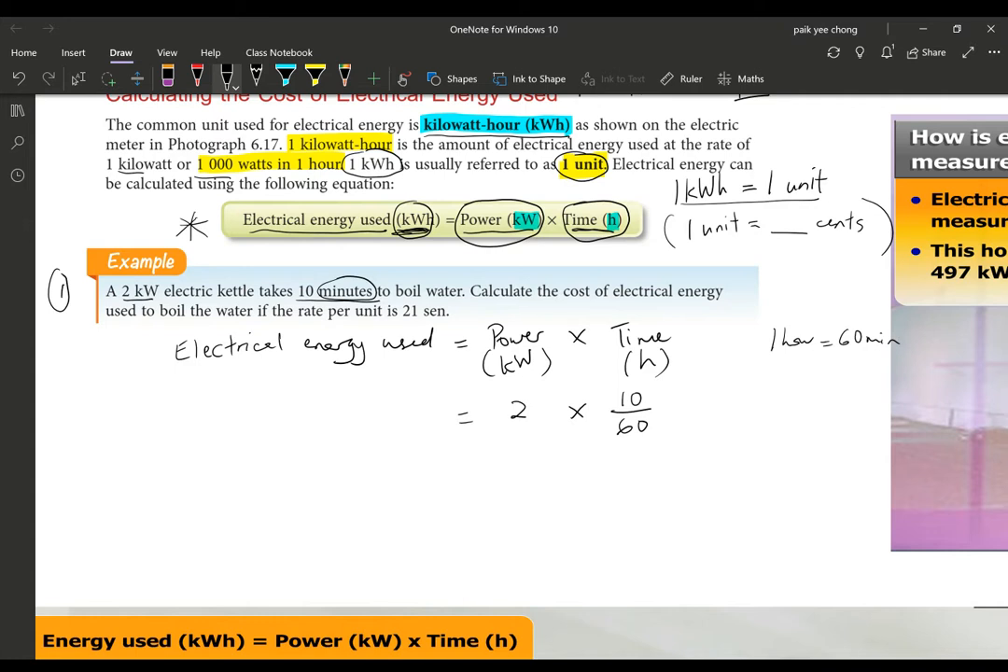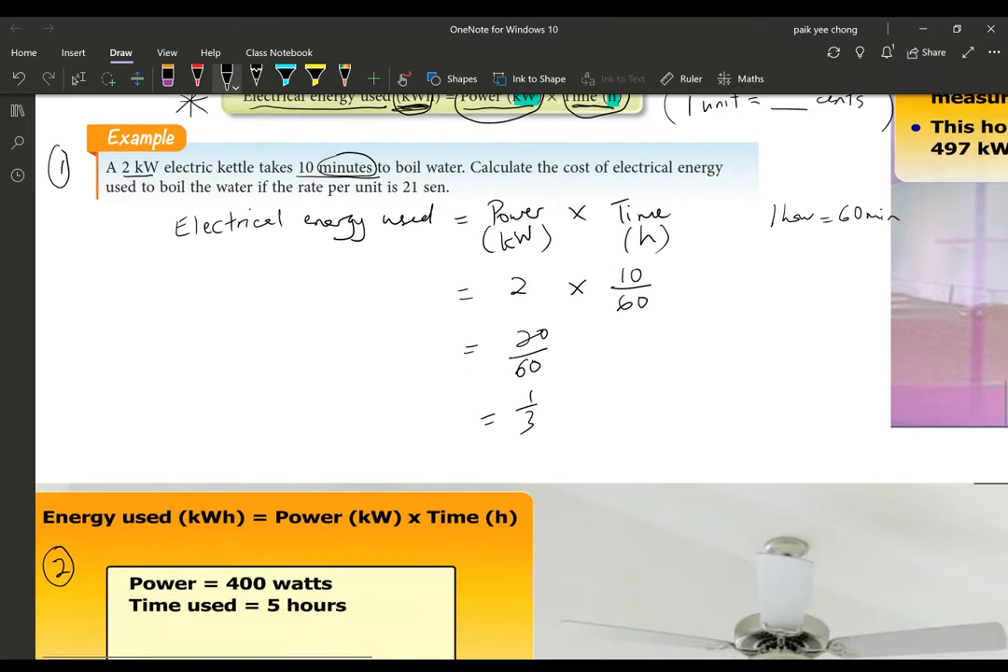So you have to do a bit of calculation here. It's 20 divided by 60. That will be 1 over 3. 1 over 3 is 0.33. So this is 0.33. What is the unit? What are we finding? What are we looking for? It is kWh, kilowatt hour. But you have not solved it yet because you haven't counted the cost. So this is one part of it.